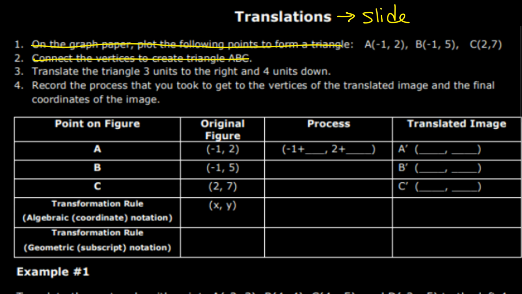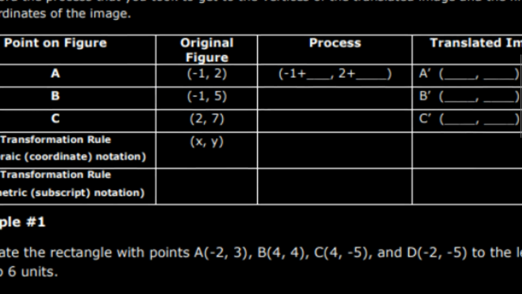If we're going 3 units to the right, what value do you think is changing? Your x value, right? Left and right is your x-axis movement. Up and down is your vertical shift. So, if I'm going right 3, am I adding or subtracting 3? Adding 3. Good. So for each one of these points, we're going to add 3 to the x value.